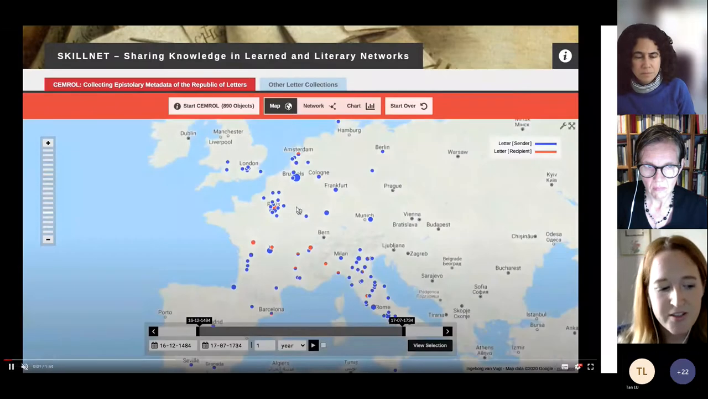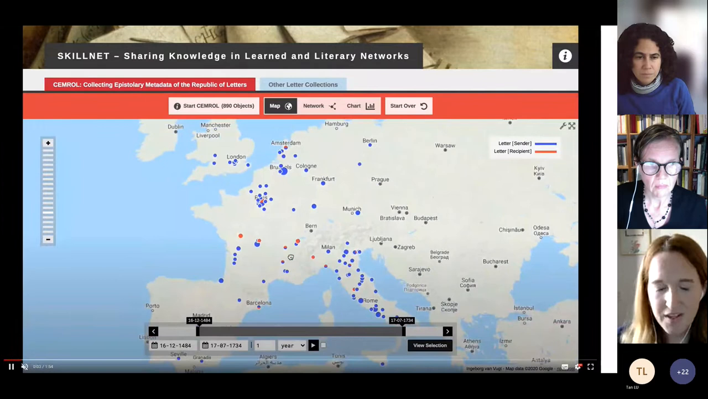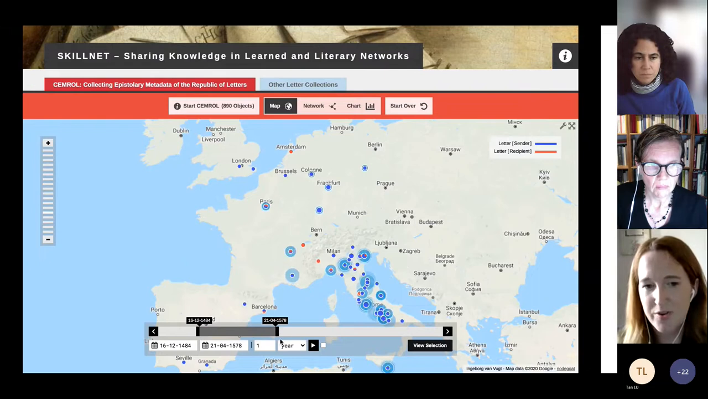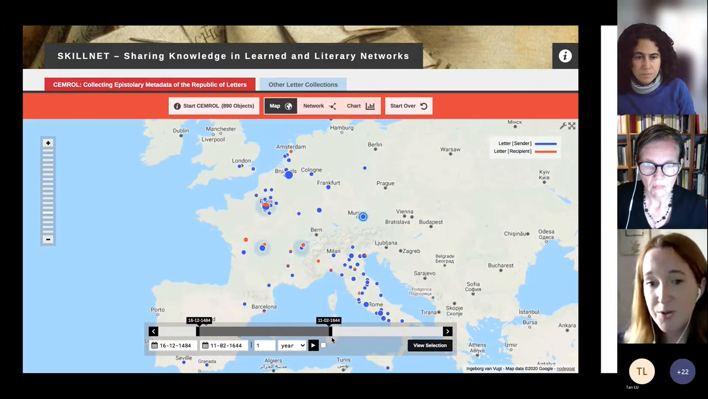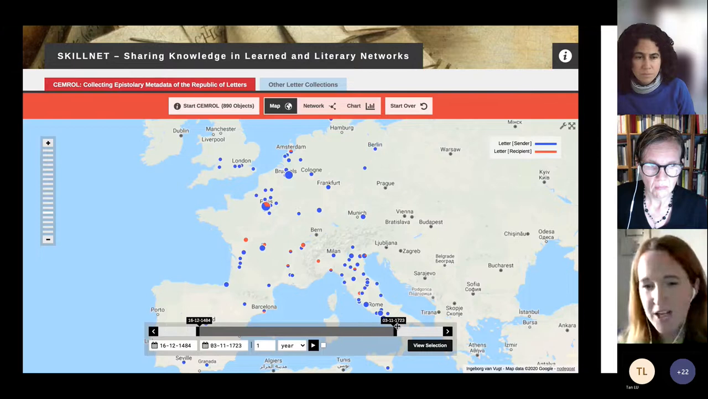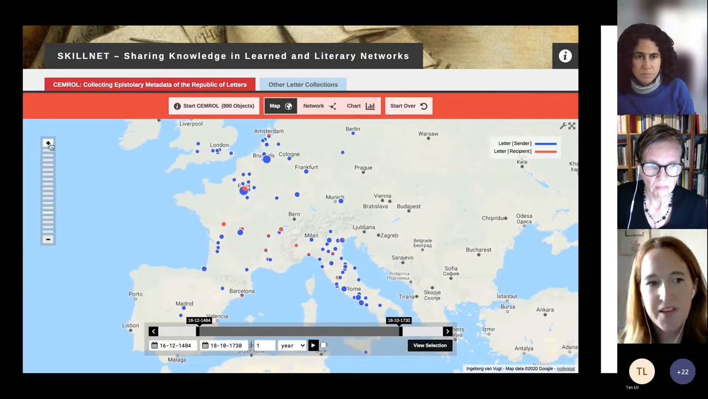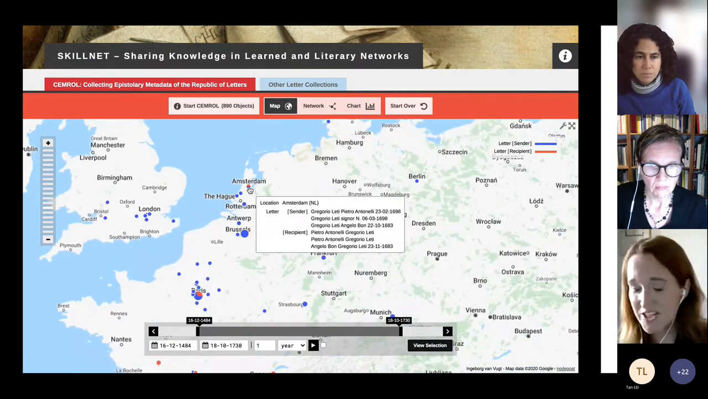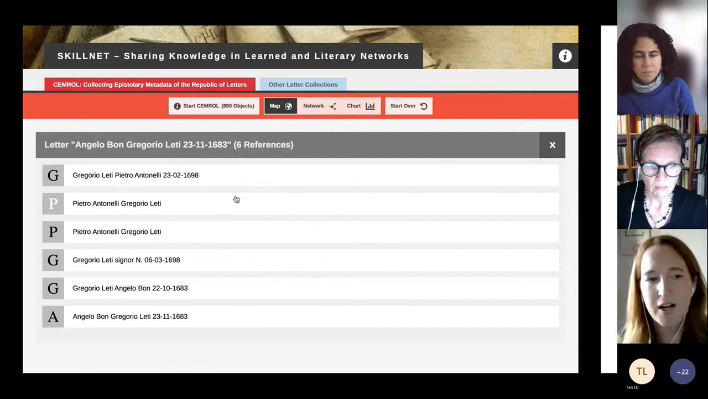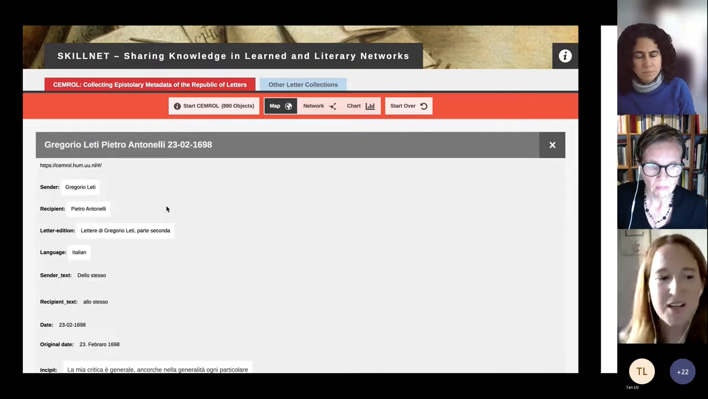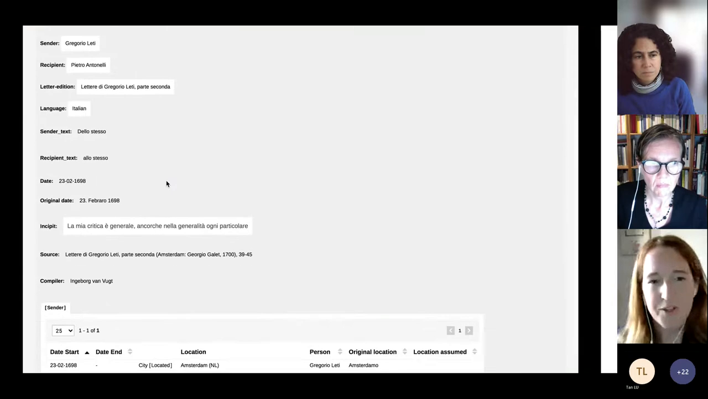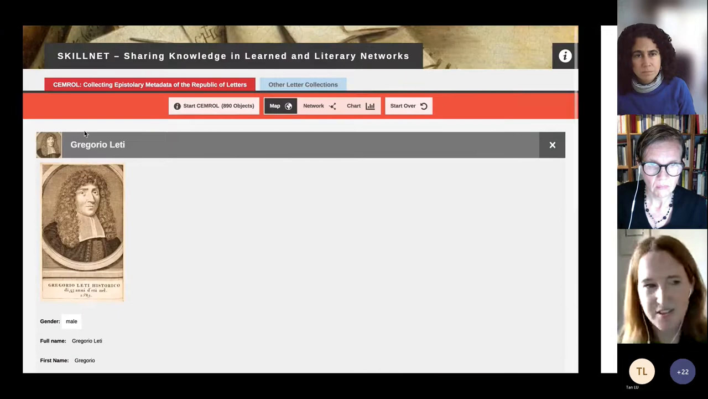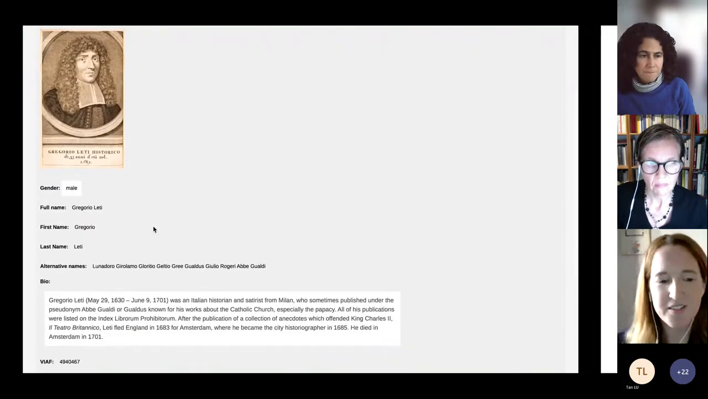Here's an example of the interface that we made by means of NodeGoat to represent the data that our volunteers collected. On the basis of the place of sending and receipt, we made a geographical visualization. And it's a very interactive interface, so people can actually play around, which is very good for our volunteers, so they know exactly the kind of work that they've been doing. Each node, in this case each city, can be explored. There's more information on the letters. People can find more information on the senders and the recipients of the letters, for instance.